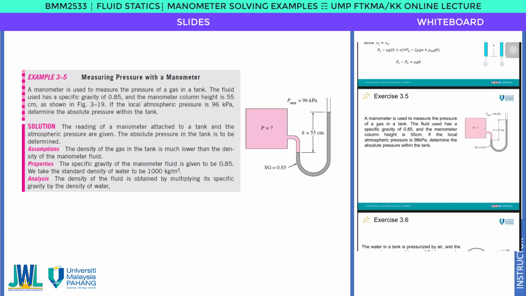If the fluid used has a specific gravity of 0.85, so the specific gravity is given. The manometer column height is given, 55 centimeter. And if the local atmospheric pressure is 96 kilopascal, then determine the absolute pressure within the tank.